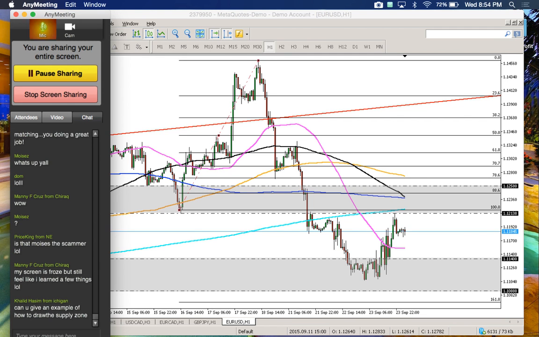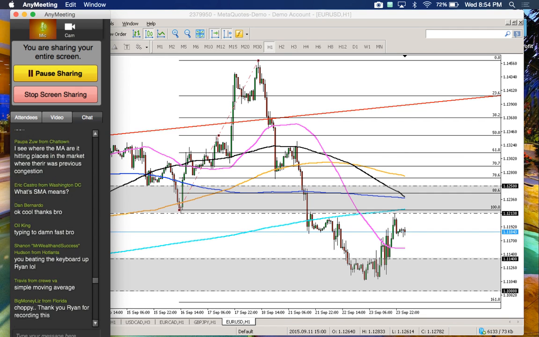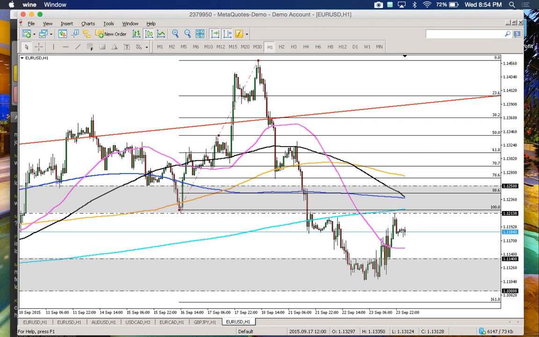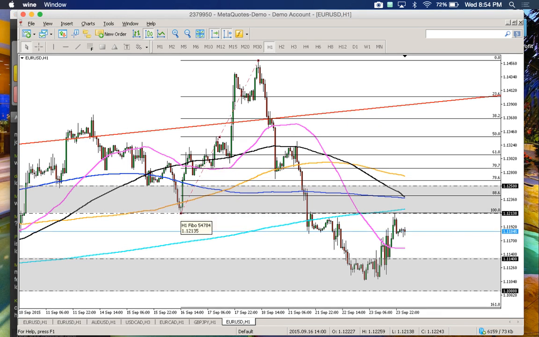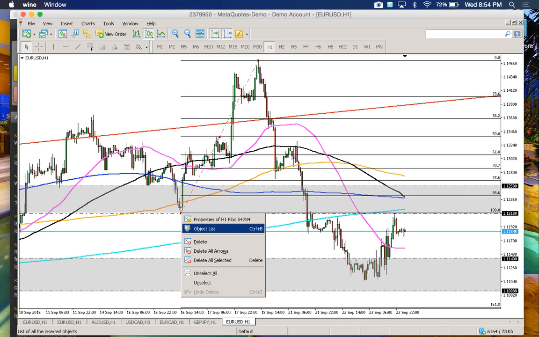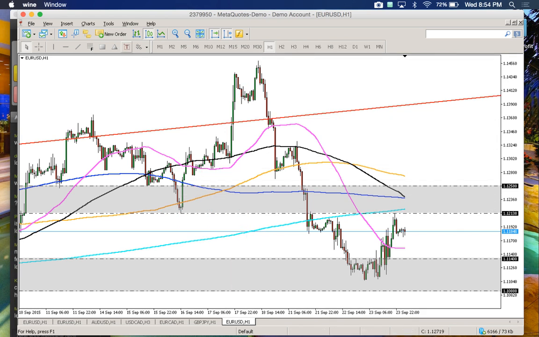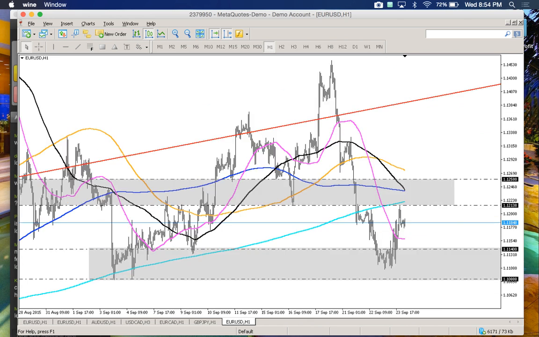Yeah, I could give an example of how to draw supply and demand. And do something else. I actually want to draw a better Fibonacci, because I did mention before with Fibonacci retracements, if it's above the 0 line or underneath the 0 line, the market retraces back inside, etc., etc. So, here we go.